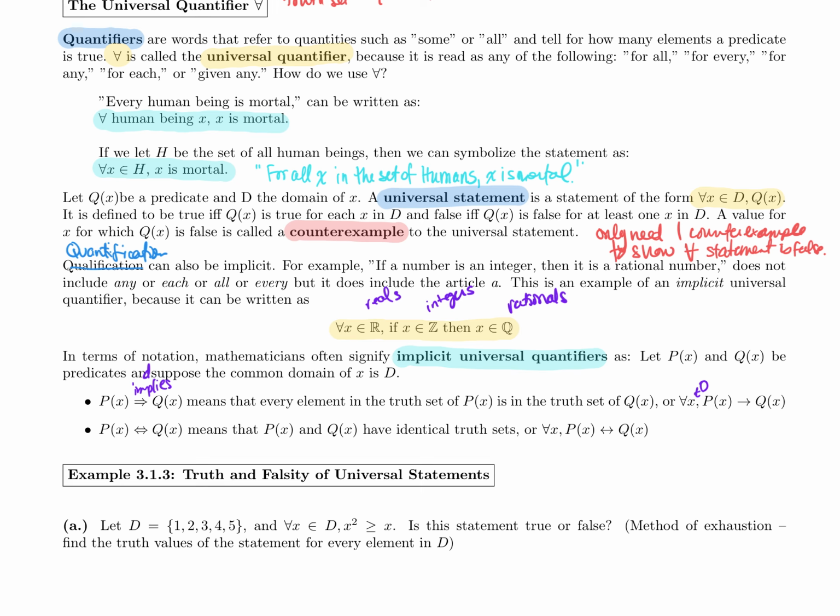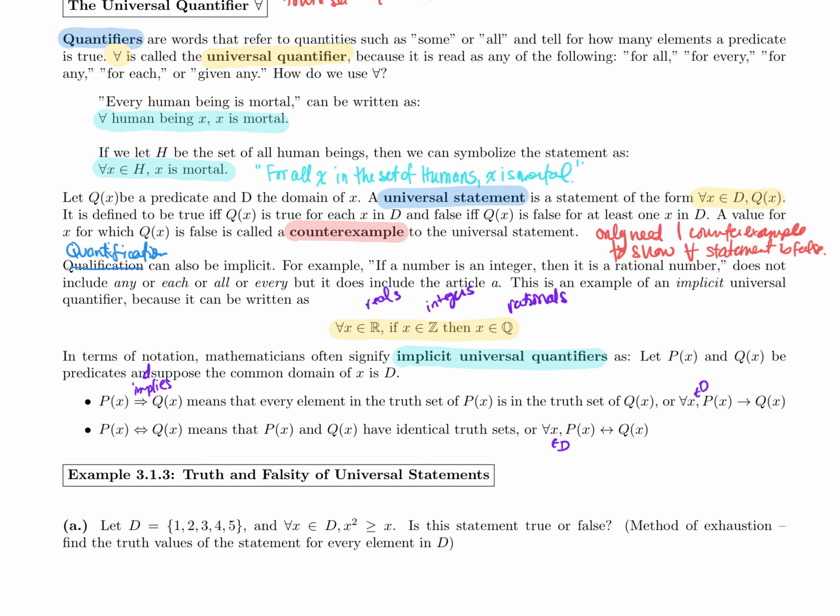And going back to our different kinds of statements from section 2.2, we have P of x with a double-headed arrow, Q of x, it means that P of x and Q of x have identical truth sets, or for all x in the common domain D, P of x if and only if Q of x. Those are our implicit universal quantifiers.